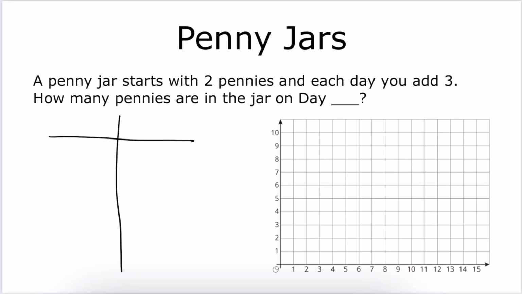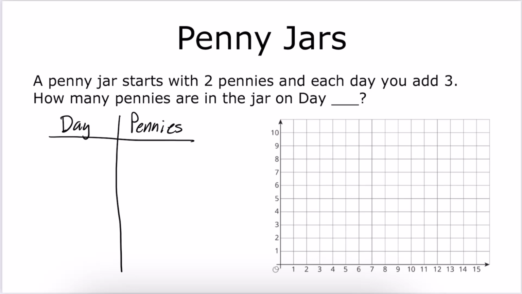So in this case, you might summarize it and you'd say, okay, there's two things that are changing here. We have different day numbers, and then each day you're going to have a different number of pennies. So let's record how many pennies you have for each day.